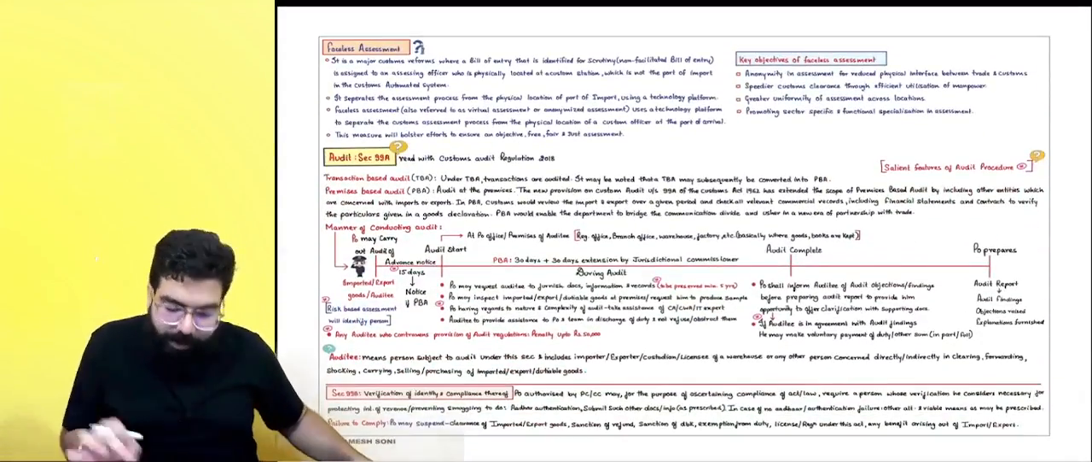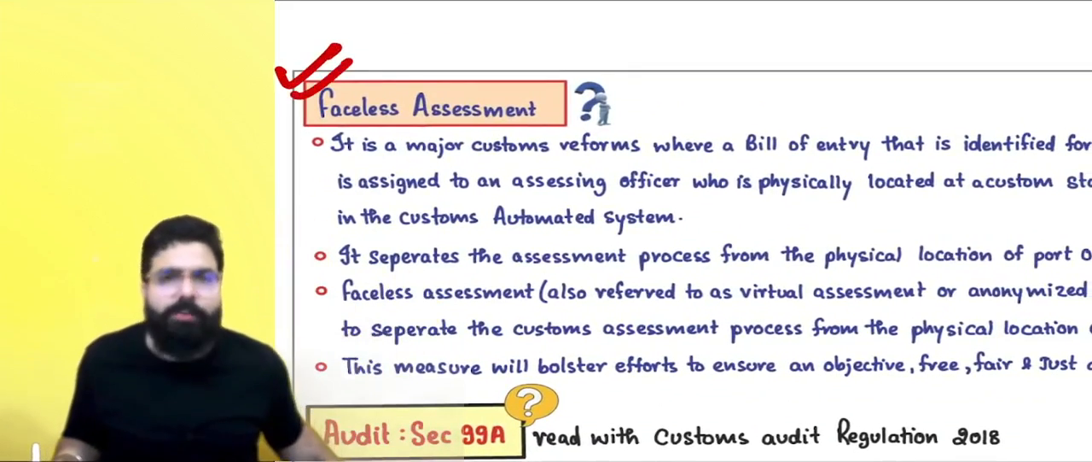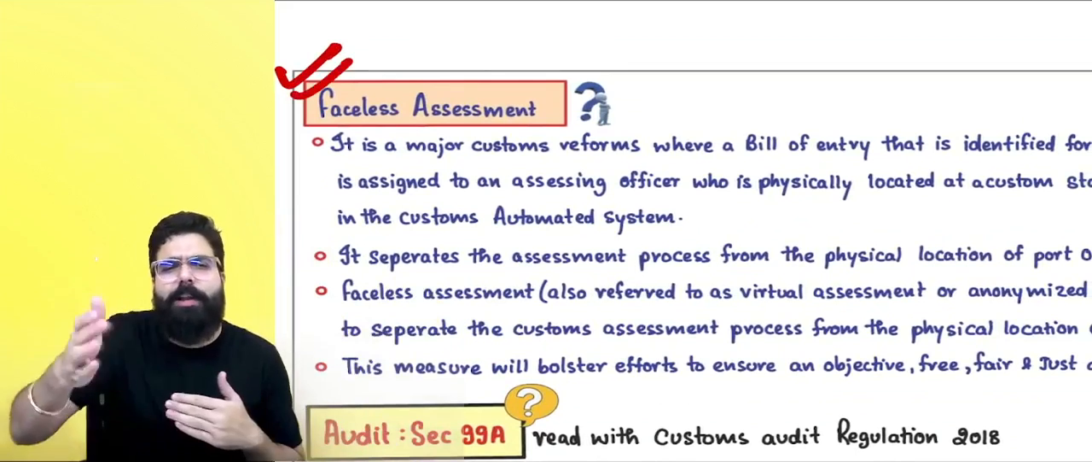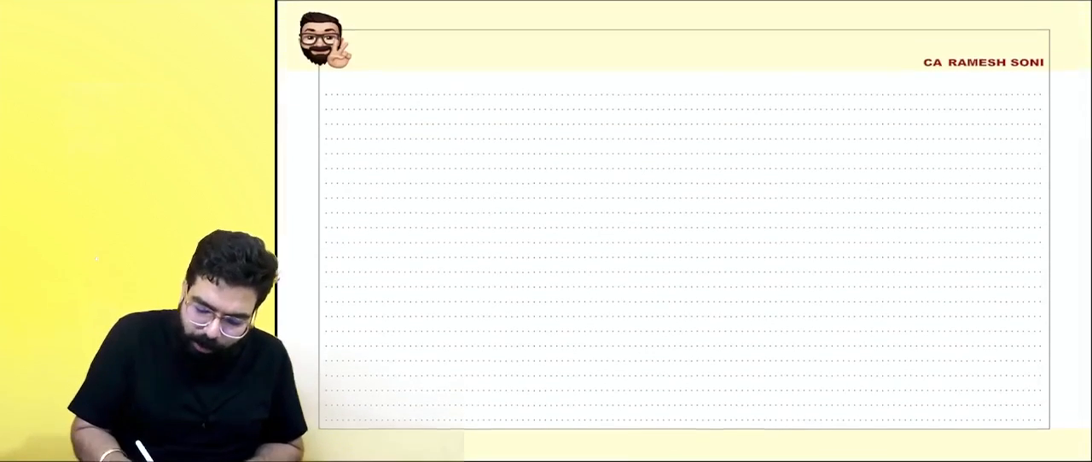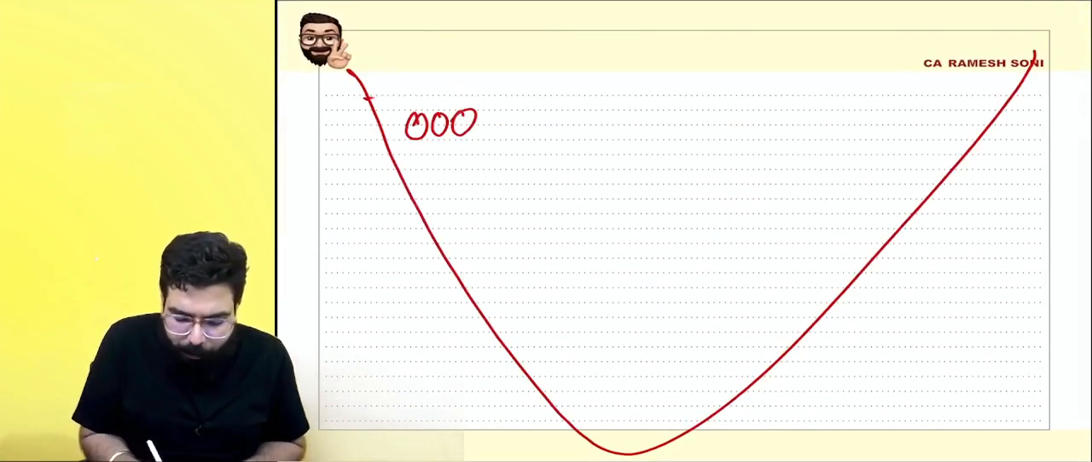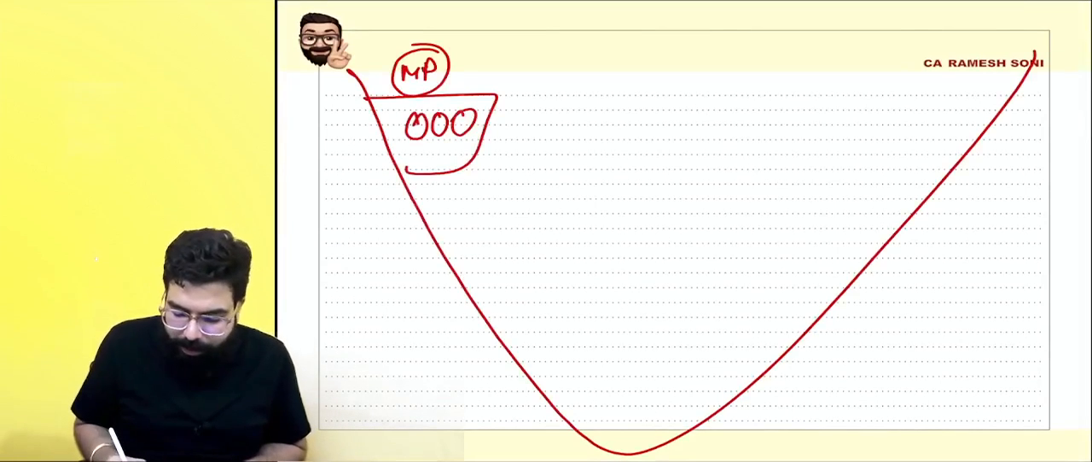Fine. Next, the final faceless assessment. This is a new concept. What do you mean by faceless? Faceless means virtual assessment. Basically, you have imported your goods at the custom port. Might be this is the Mumbai port. Now the goods have come, supposedly, to the Mumbai port.